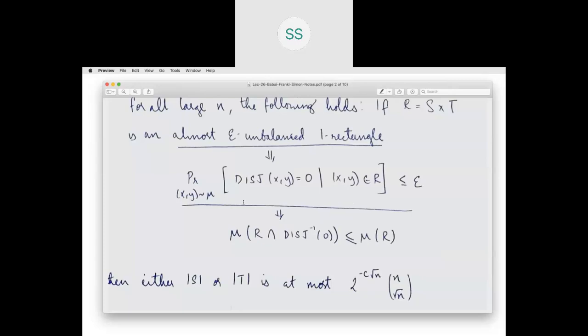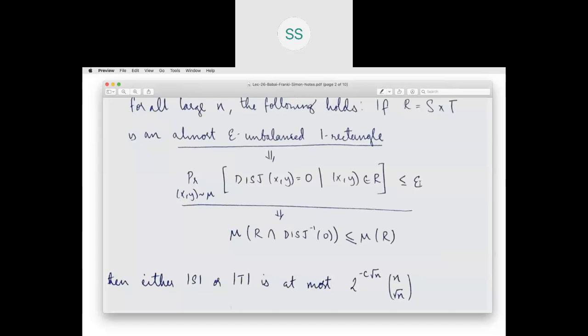This is also a formal definition. Given that x and y are chosen from the rectangle, what is the probability that it's a zero entry? This should be at most epsilon. This is called an almost epsilon unbalanced one rectangle. Ideally, in a deterministic protocol, we want epsilon to be zero. We don't want to allow any error. But here we are allowing some epsilon.